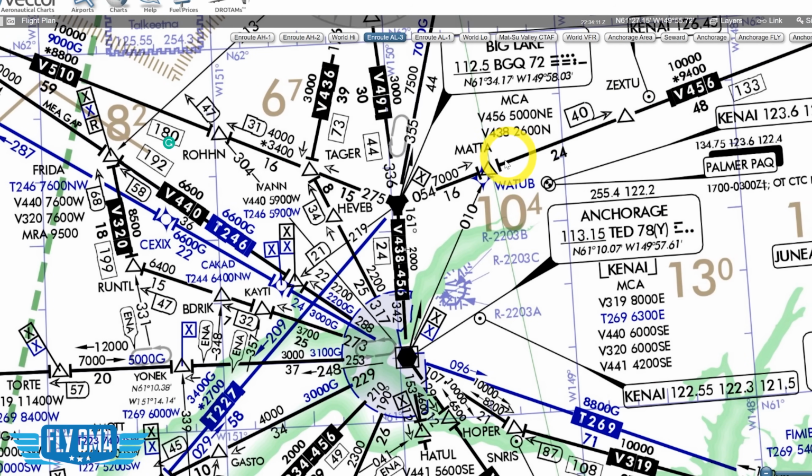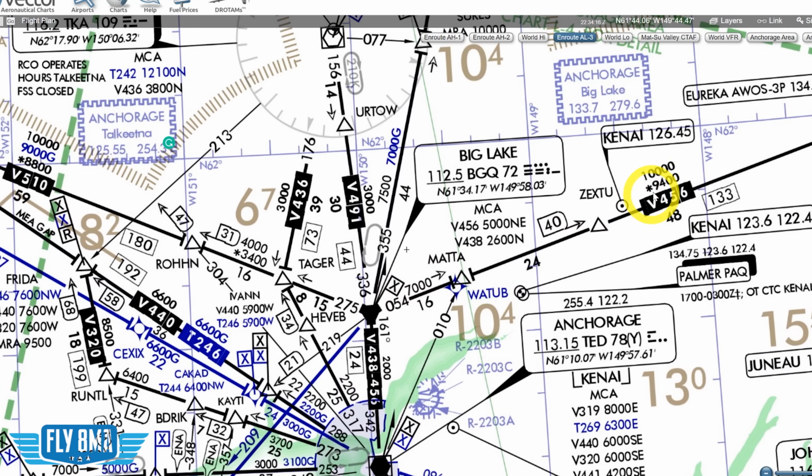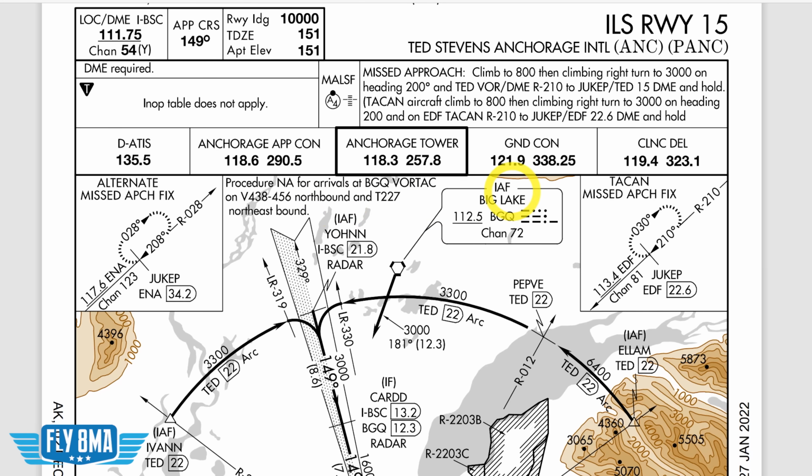If you were coming in on 456 from over here, no worries. That's a great idea to head direct the Big Lake VOR on 456 and then go ahead and begin the procedure on that 3,000-foot feeder route from there. Moving over here a little bit to the right, we have the initial approach fix of the Big Lake VOR.